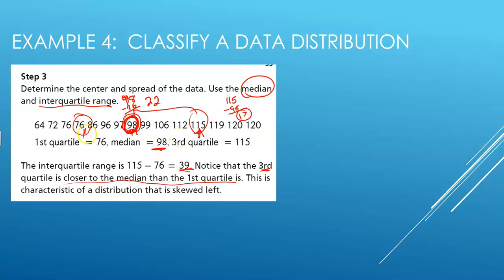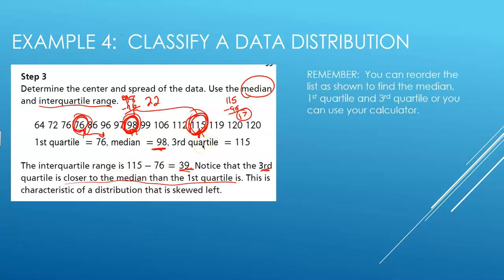Then for the first quartile, I take whatever's to the left of that median and divide that in half. This one is in the middle there, so that's my first quartile. On the right, this is the third quartile. You might want to look at the interquartile range. Remember, that's from third to first quartile. You could also look at how far the third quartile is from the median. So this is 17, and the first quartile from the median is 22. There's a little bit of difference there, and that lets you know that it's skewed. That's how you know that it's skewed.